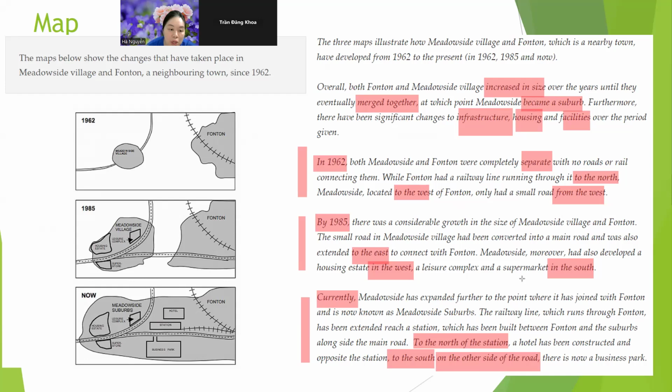So basically, to the north is, cô giải thích tiếng Việt luôn cho nó nhanh nhé. Đấy, sự khác biệt giữa to the north và in the north hoặc là from the north, đúng không ạ? Thì thường to the north là về phía bắc. Chúng ta thấy giới từ to, đúng không ạ? Đi về đâu đấy. While Fountain had a railway line running through it to the north, Meadowside, located to the west of Fountain, only had a small road from the west. Ok, thì ở đây chúng ta sẽ thấy là về phía bắc, về phía tây. Right? Thế còn chúng ta sẽ thấy là in the west là ở ngay cái phía tây đấy.